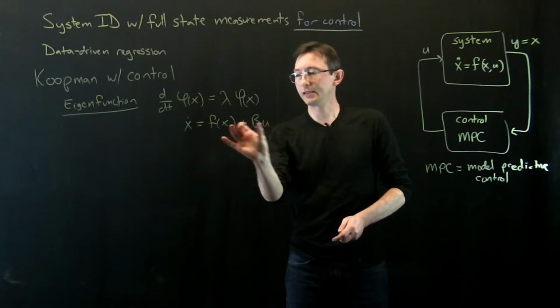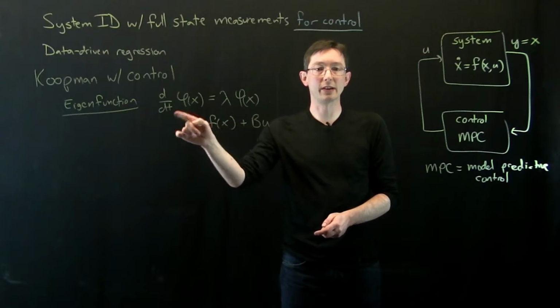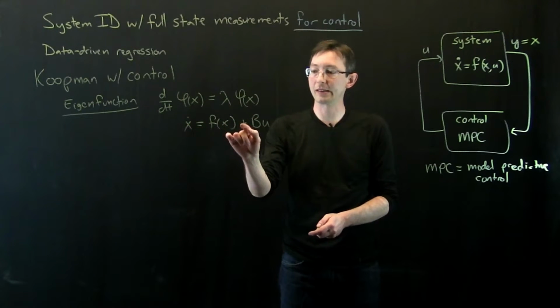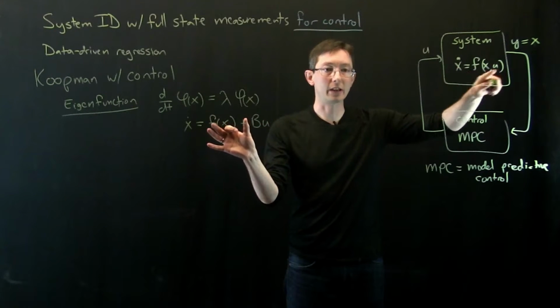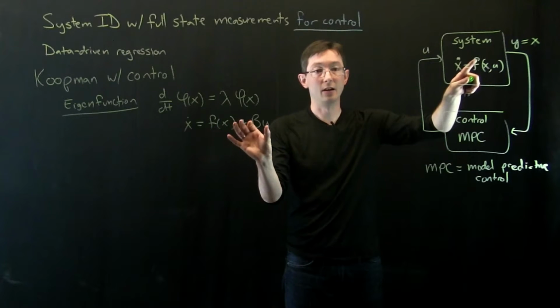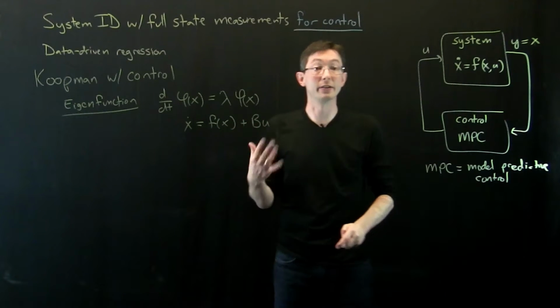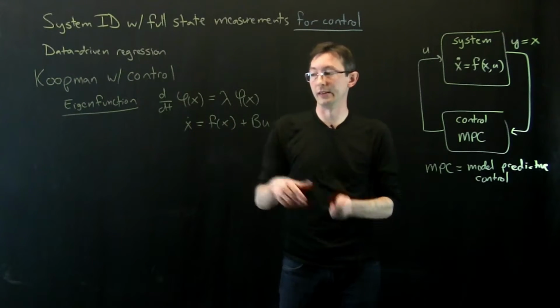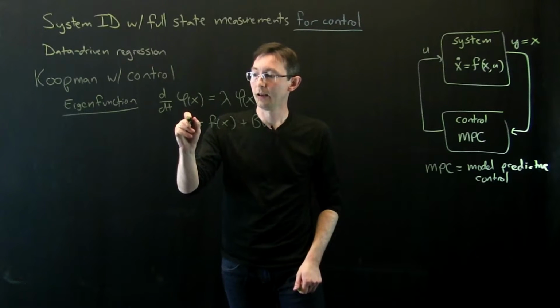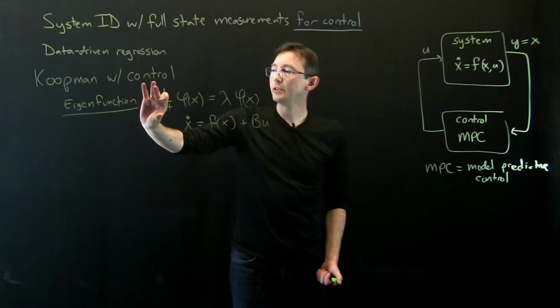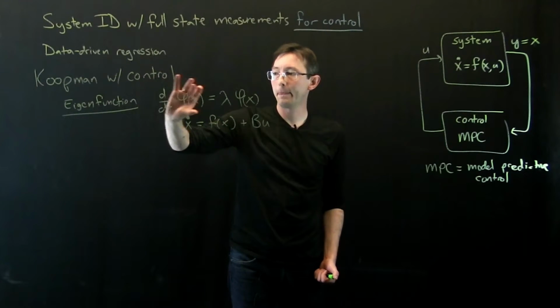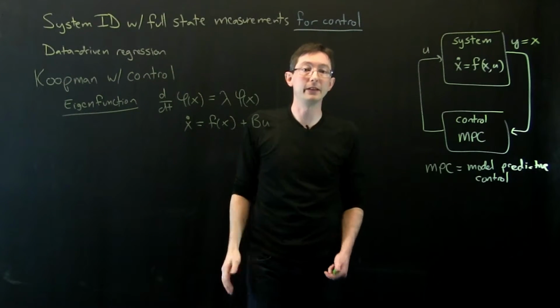Now I've split the system so that I have some nonlinear unforced dynamics and then I have this additive linear control. You could do this in the more general case where you have a full-blown nonlinear system, but I think this is easier to understand how Koopman with control works in this case. So I've got x dot equals f of x plus Bu. And now what I can do is chain rule this part of my d/dt of phi of x.